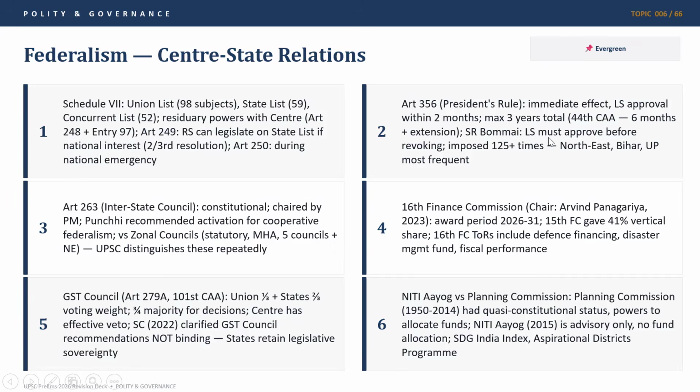Lok Sabha must approve before revoking. This was given in the SR Bommai case. And till now, President's rule has been imposed more than 125 times. Key areas being the Northeast, Bihar, UP, most frequent.